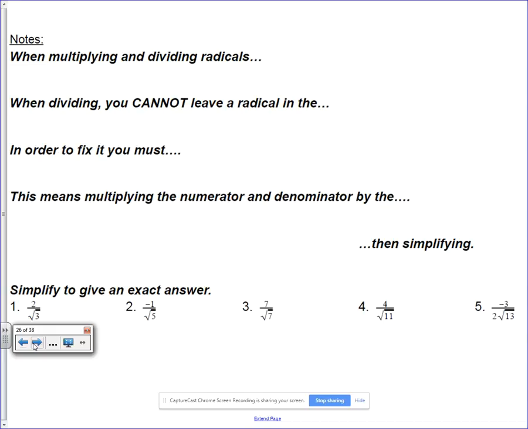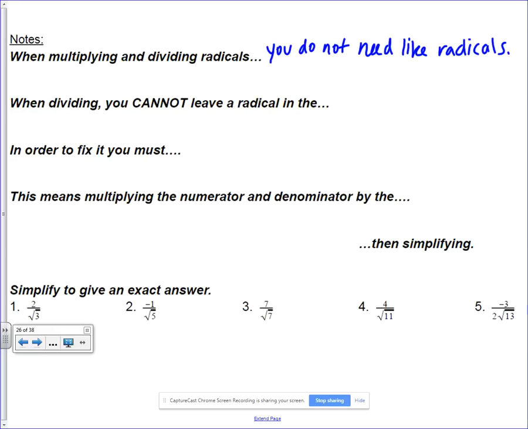When multiplying and dividing radicals, tell me, do you have to have the same radicals in order to multiply and divide? No. So, you do not need like radicals. Meaning, you can multiply a radical 3 with a radical 7, no problem. You can divide a radical 3 with a radical 7, no problem.